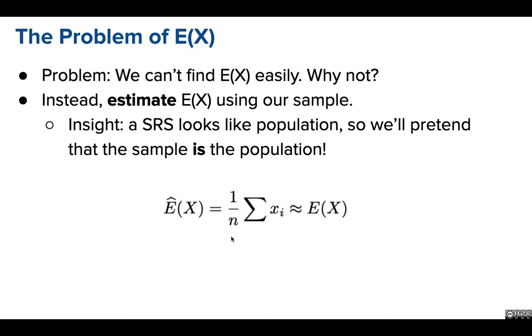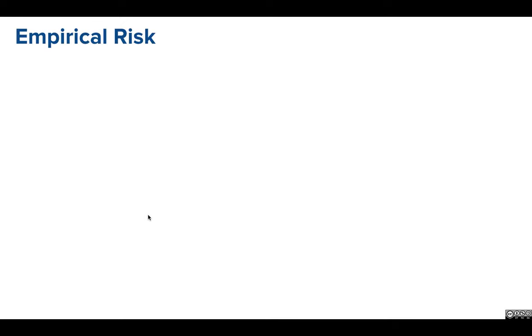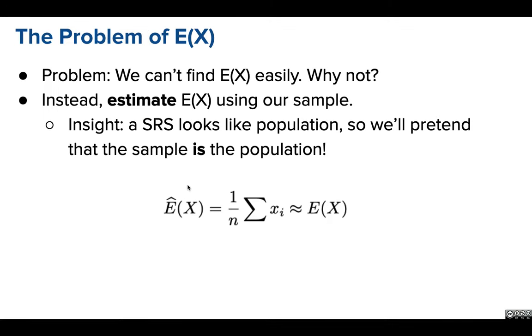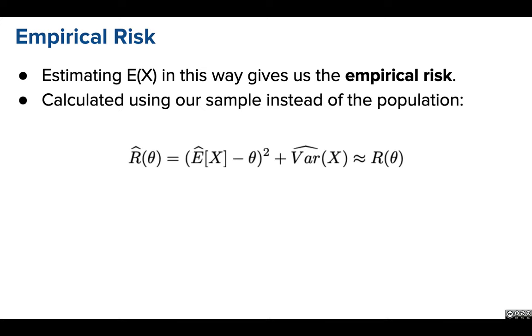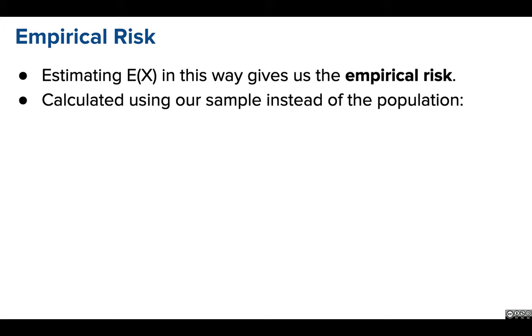So I have here an approximation for the expected value of x, and I can plug this approximation back into my risk equation. If I plug the approximation back into the risk equation, I get what we call the empirical risk. We call this the empirical risk because it's based off our sample. In Data 8, we talked about the empirical distribution, which is the distribution of our sample. So if you see the word empirical, you should think, I'm doing something with my sample.